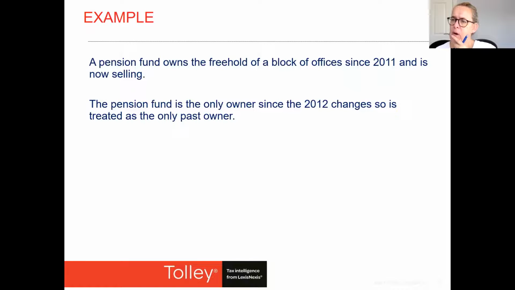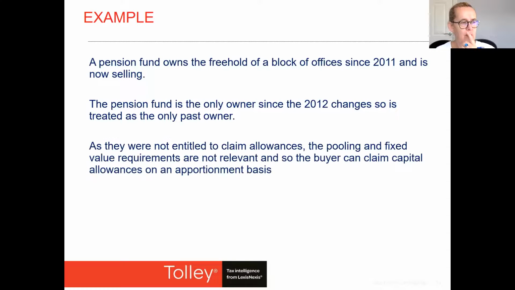It is the only past owner since 2012. So when we say you've got to go back and get this information potentially from a past owner, it is only where that past owner has had the property post 2012, which would mean that because the charity couldn't claim capital allowances, the pooling and the fixed value requirements don't need to be met, which means that, again, the buyer can claim the capital allowances on an apportionment basis.